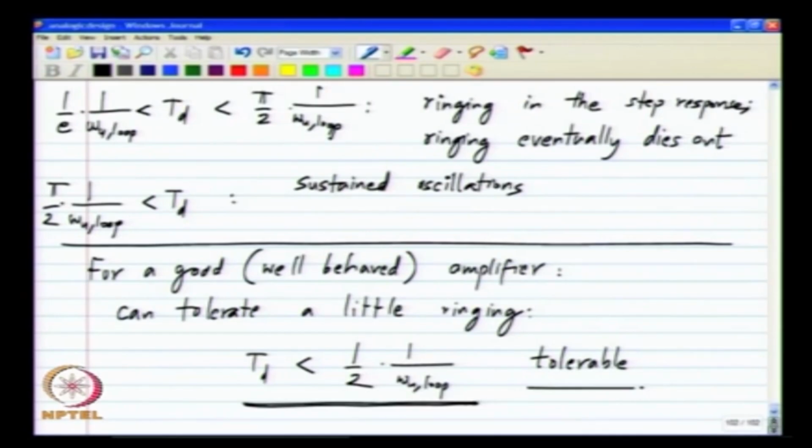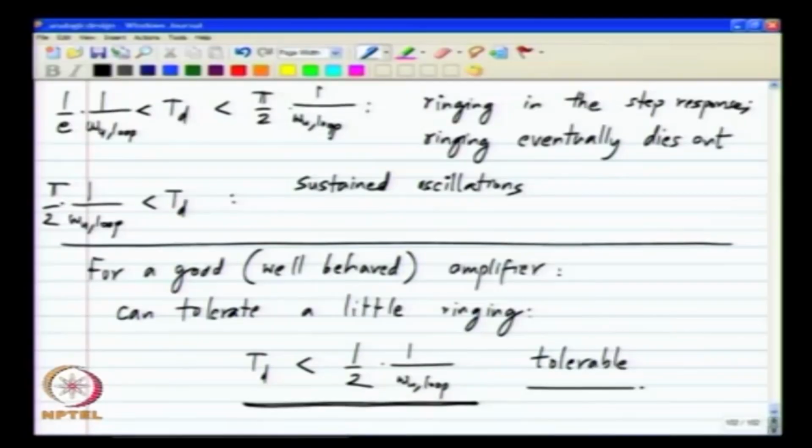and if you have Tds beyond this, it will start ringing more and more, and if you have Td more than pi by 2 times 1 by omega u loop, you will have sustained oscillation, and certainly you do not want to have that. Okay. So, now let us see what happened when there was an extra pole and related to this one.